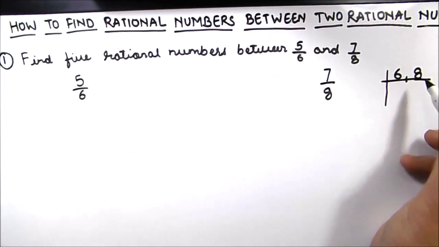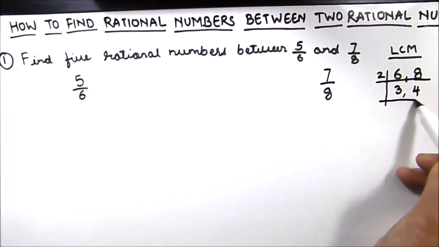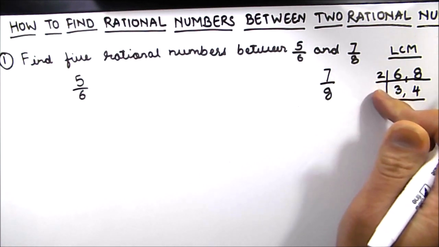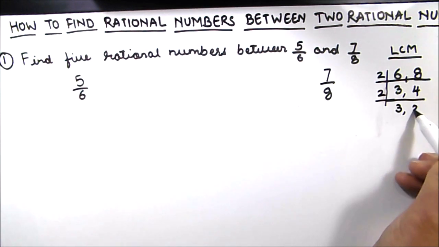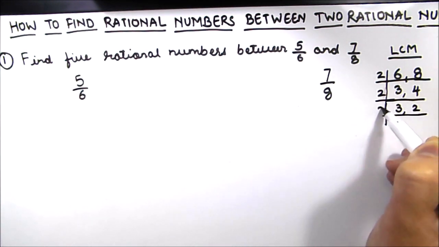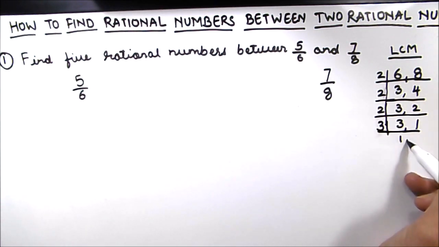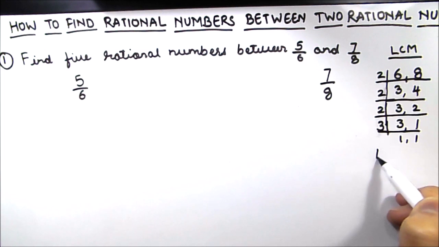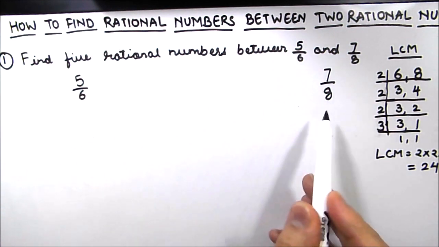So let's take the LCM of 6 and 8. 2 times 3 is 6 and 2 times 4 is 8. Then 2 times 2 is 4. 2 times 1 is 2, and then 3 times 1, and this is also 1. So the LCM is 2 times 2 times 2 times 3, which is equal to 24. So the LCM of the two numbers 6 and 8 is 24.